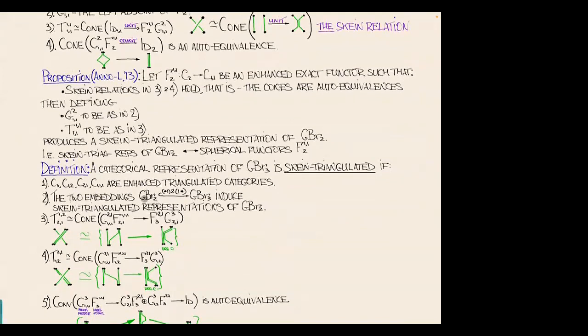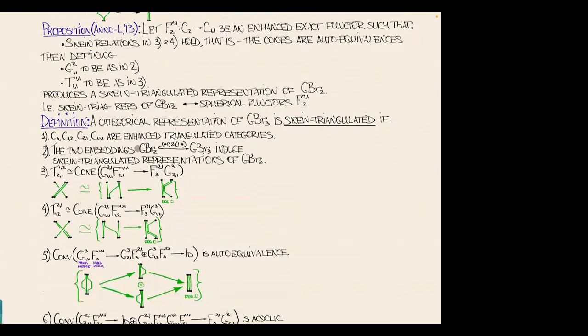Notice that we can embed GBR2 into GBR3 by taking any diagram and drawing one vertical disjoint strand either on the left or on the right of it. So this is what I mean. The star means a diagram, a morphism in GBR2. On objects, I have a partition and I simply add one disjoint part at the end or at the beginning of the partition. And if I have a diagram, I draw a vertical line on the right or the left of it. So these two embeddings induce skein-triangulated representations of GBR2. For these two embeddings of GBR2 into GBR3, all those relations hold.